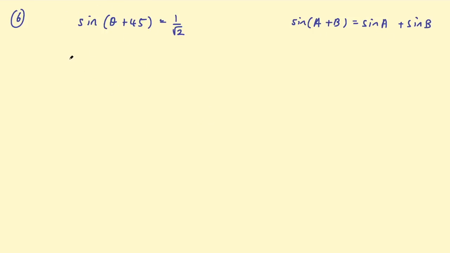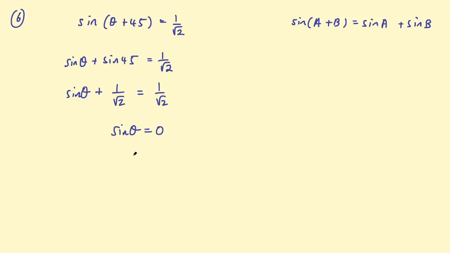So here, just expanding these brackets, we've got sine of theta plus sine of 45 equal to 1 on root 2. And then put sine of 45 into your calculator, you'll get sine of theta plus 1 on root 2 equals 1 on root 2. And then sine of theta equals 0. So theta is going to equal 0 plus or minus the period of sine, of course. Forget the sum and difference formulas. Just remember, expand the brackets as you normally would when you have sine of a plus b.